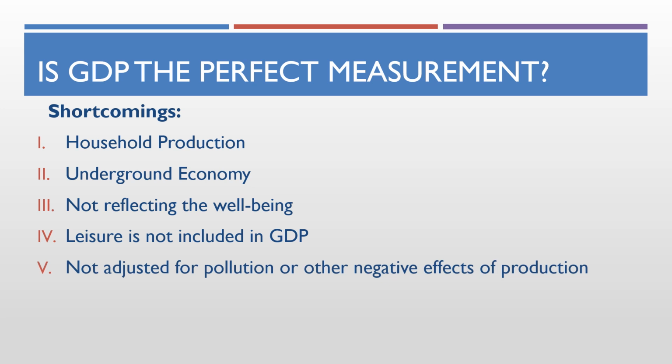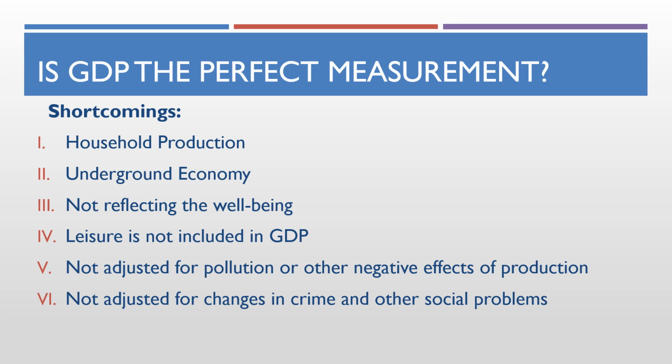Also, GDP does not adjust for pollution or other negative effects of production. There could be pollution coming from the production firms, generating very toxic chemicals polluting the environment. All these negative externalities are not being captured in the GDP figures. And also, GDP is not adjusted for changes in crime or social problems in the economy. So that's also a big bias. Particularly in some of the developed countries, like the United States, crime and social problems are usually bigger problems than the GDP growth that we see every year.